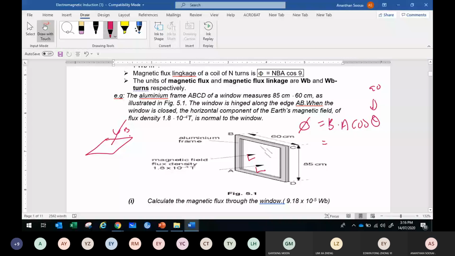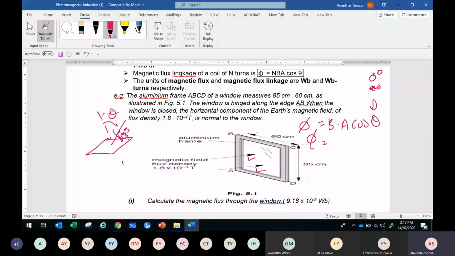Sorry, I made a mistake. Theta is not 90, it is 0 degrees. The angle given is the angle from the normal. This is your theta. So in this case, because the line is normal, theta is 0, and the flux is actually B times A.